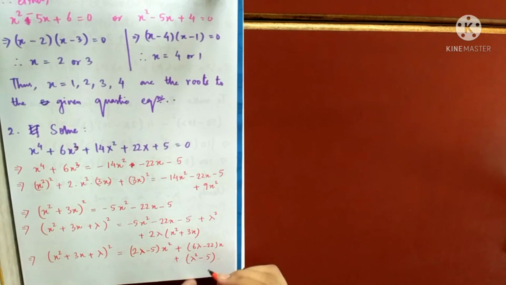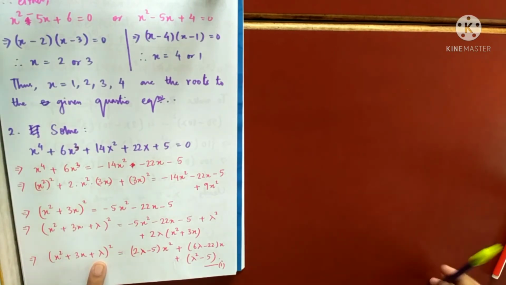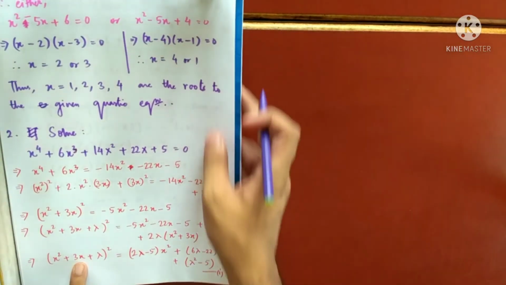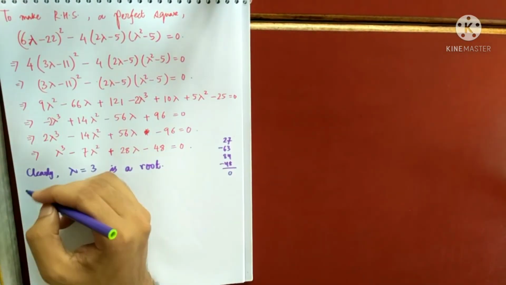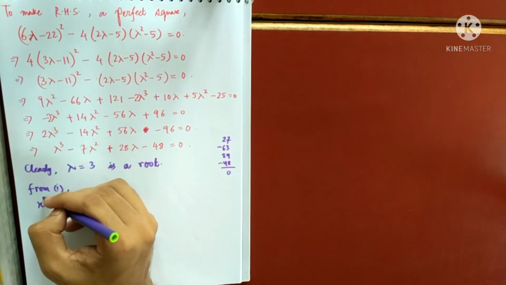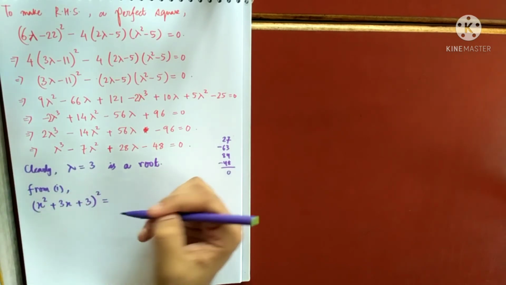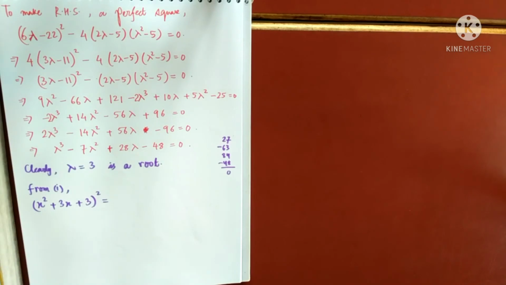So now I have understood, to make this a perfect square, the value of lambda should be 3 this time. So let's put here 3. So x square plus 3x plus 3. So from 1, x square plus 3x plus 3 whole square equals to the right hand side, it was 2 lambda minus 5x square. So 2 lambda minus 5. 2 3 is a 6. 6 minus 5 is 1.